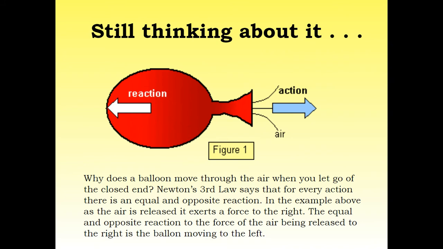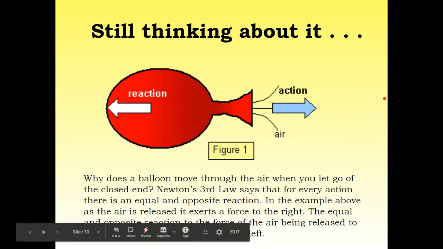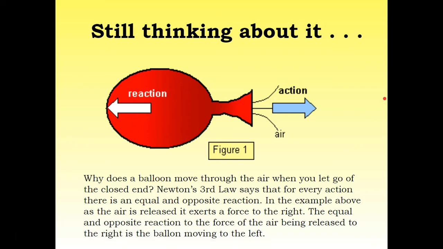So why does a balloon move through the air when you let go of the closed end? Well, Newton's third law, again, says that for every action, there is an equal and opposite reaction. In the example above, as the air is released, it exerts a force to the right. Now, the equal and opposite reaction to the force of air being released to the right is the balloon moving to the left. So because the air is being released to the right, the balloon moves towards the left.